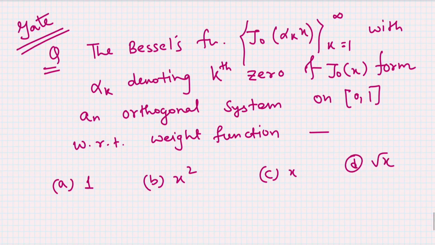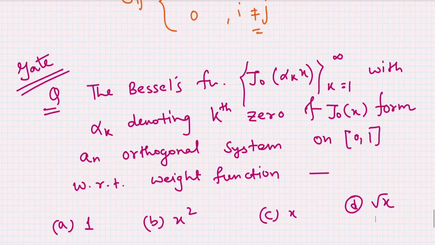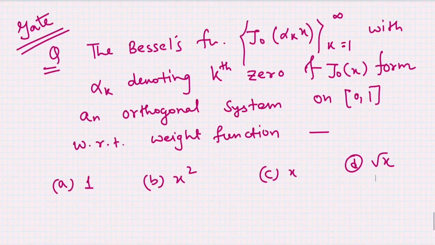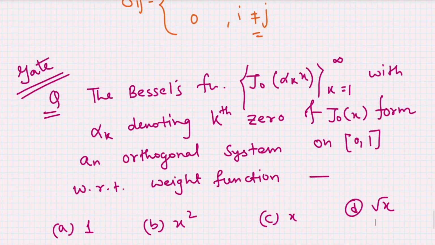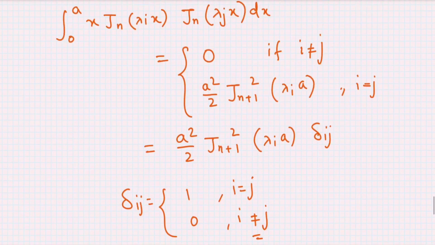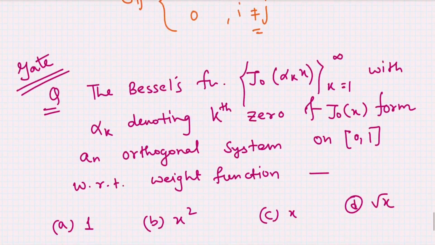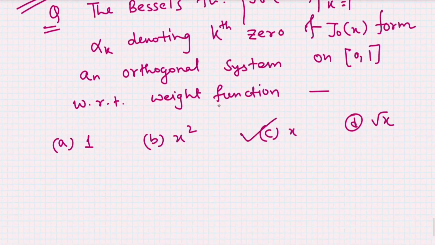So clearly the question comes from the orthogonal property of Bessel's functions. It is direct from the orthogonal property. So the weight function is from this integration. It is clear that this x is multiplied by these two Bessel functions. So this is the weight function for the Bessel's functions. So here clearly the answer is x is the weight function.